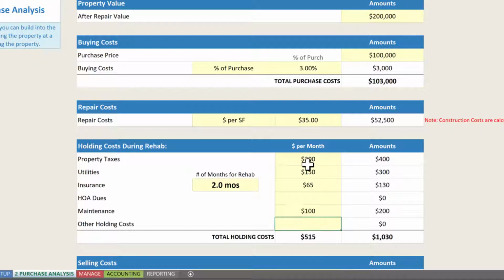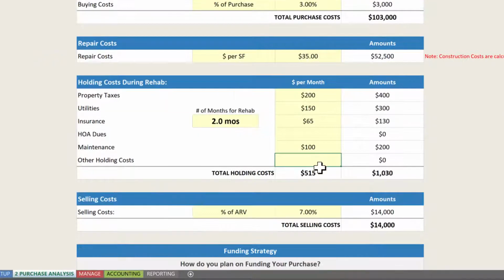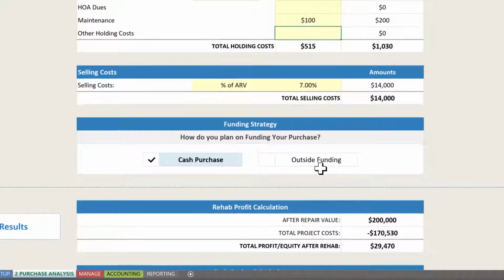Next, you can set up your selling costs, which are the costs you will incur when you sell the property. You can input a lump sum number, or you can use a percentage of the after repair value. Generally, selling costs are going to be between 7 to 10% of the resale value.